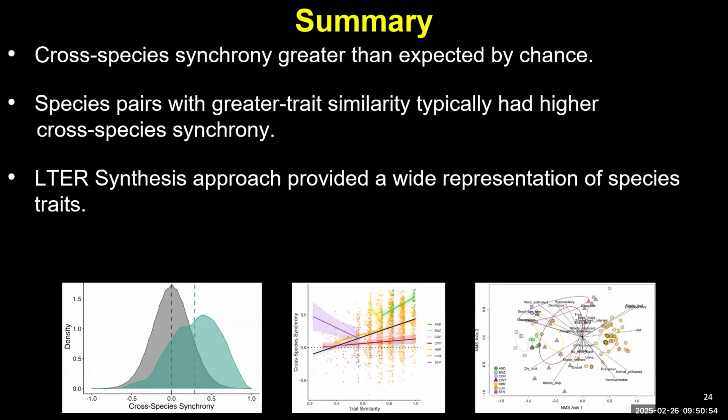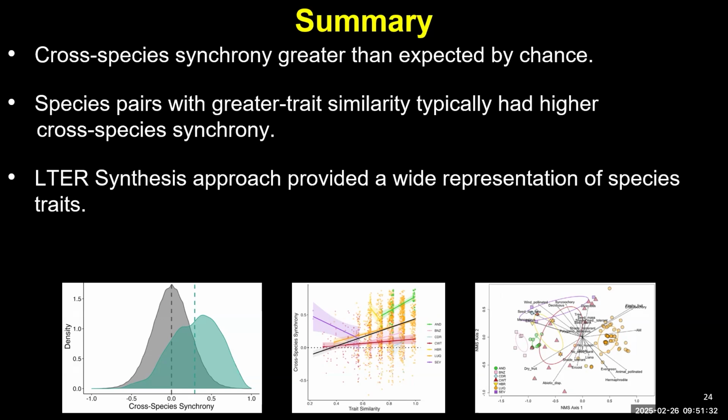So to summarize, we found that cross-species synchrony is greater than expected by chance, and that species pairs with greater trait similarity typically had higher cross-species synchrony. And I said typically, because if we look at this figure at the bottom in the middle, it's Sevilleta that actually goes down. This is an arid site. There are only 3 species of woody plants that exist. And for the species that had higher trait similarity, they were less synchronous than species that had lower trait similarity. And maybe that's due to the stressful environment that these species are in.